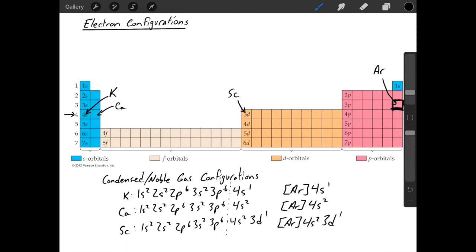And this is particularly useful for very, very heavy atoms. So it's not super useful if you're working with a second row element or something. But if you look at something like iridium that has lots and lots of electrons, if you had to write out a full configuration, it would take you a long time. Using a condensed version is much faster.